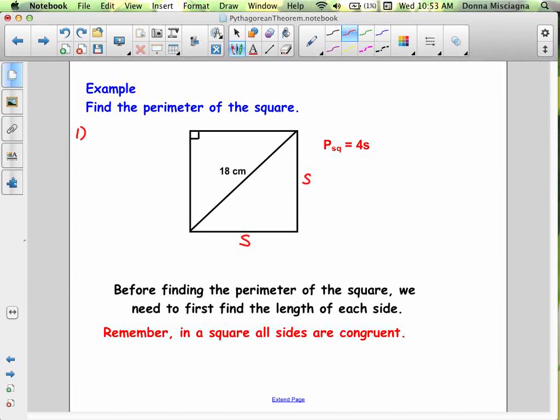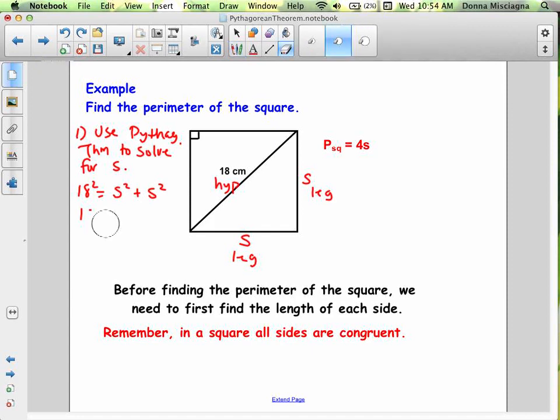So step 1, we're going to use Pythagorean theorem to solve for S. So this, of course, is a leg. Those are the 2 legs in our isosceles right triangle, and 18 is the hypotenuse. So we have 18 squared equals S squared plus S squared. S squared plus S squared is just 2S squared. Let's square the 18. 18 squared is 324.